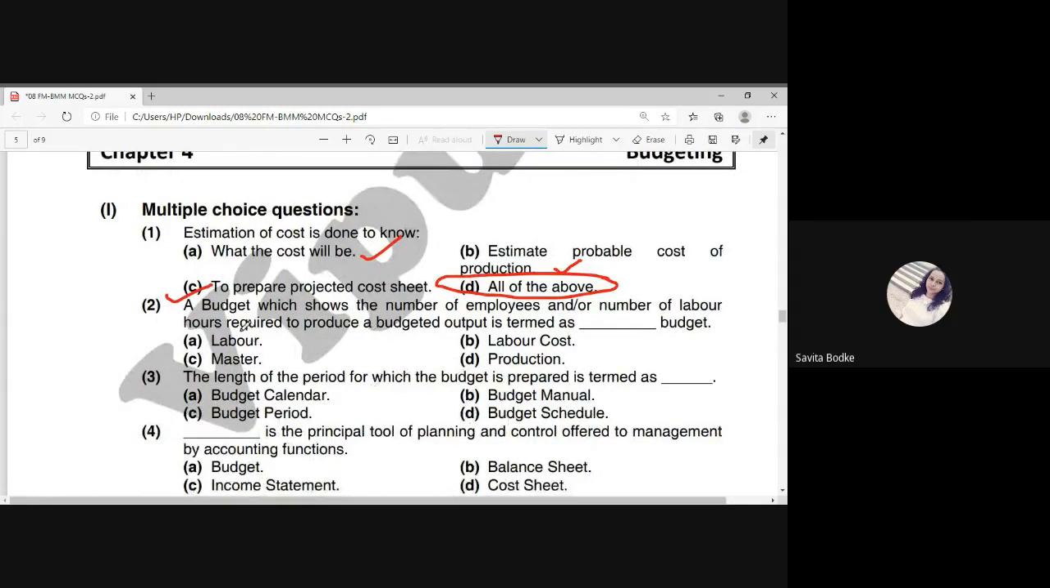Now the next one: a budget which shows the number of employees or the number of labor hours required to produce the budgeted output is termed as which budget? Now just think. We are discussing employees and the number of hours. So that is nothing but your labor budget.